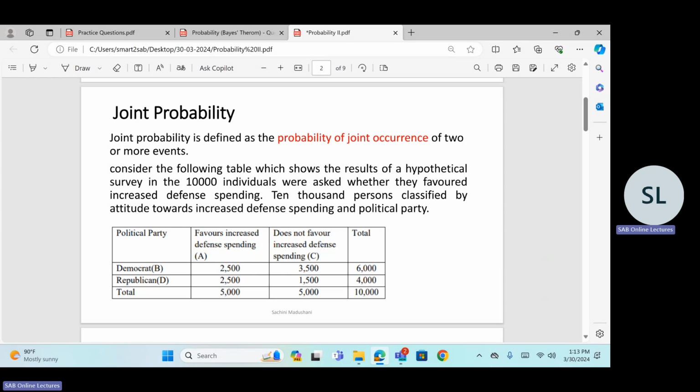Joint probability, we take the probability value of the joint occurrence of two or more events. In marginal probability, we are talking about the probability of only one event, a single event. Understood? Using the contingency table, in the marginal probability concept, we take the row total or column total value only. In joint probability, we take the joint occurrence, the joint value. It means intersection. Clear? Understood? Okay.